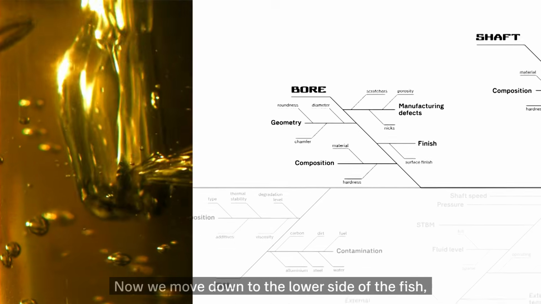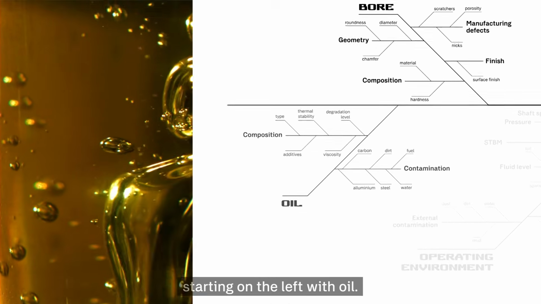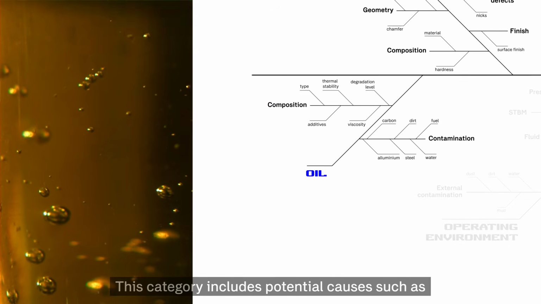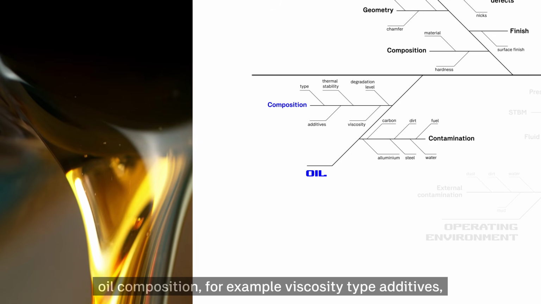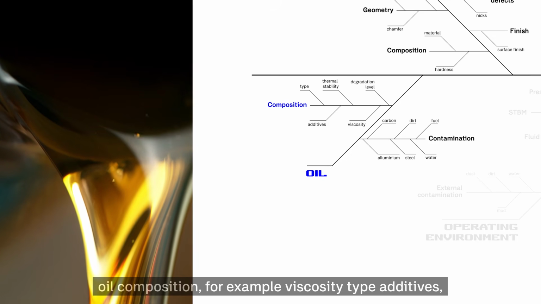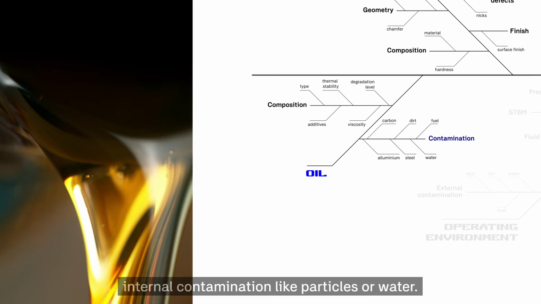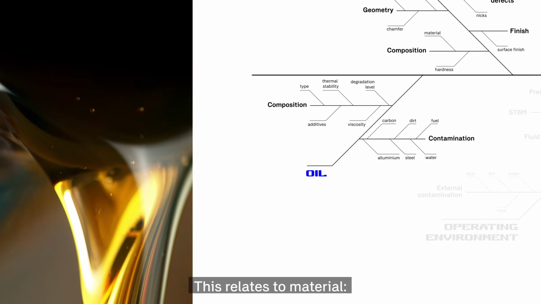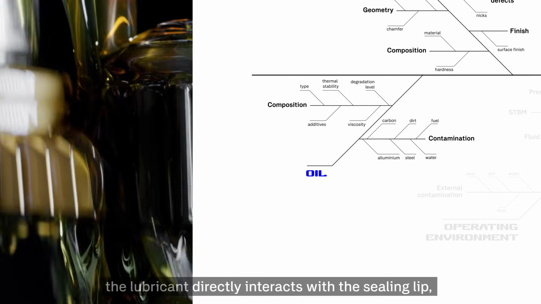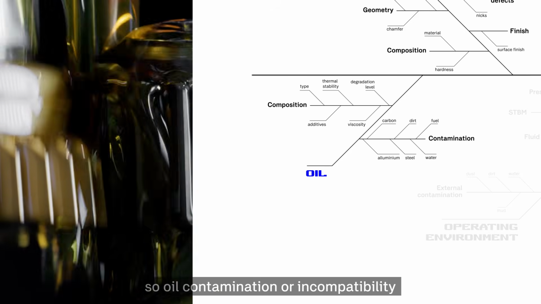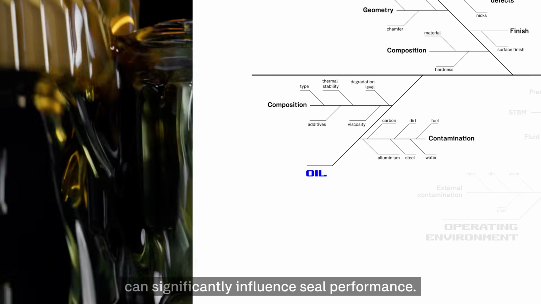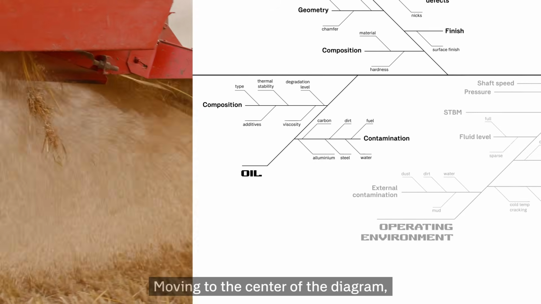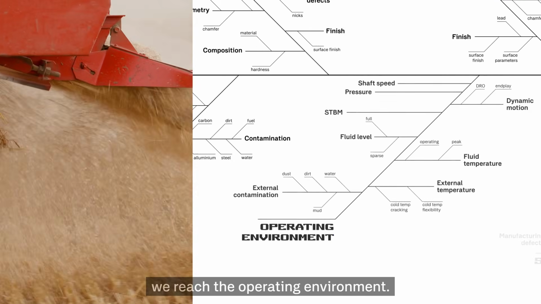Now we move down to the lower side of the fish, starting on the left with oil. This category includes potential causes such as oil composition, for example, viscosity, type, additives, and internal contamination like particles or water. This relates to material. The lubricant directly interacts with the sealing lip, so oil contamination or incompatibility can significantly influence seal performance. Moving to the center of the diagram, we reach the operating environment.